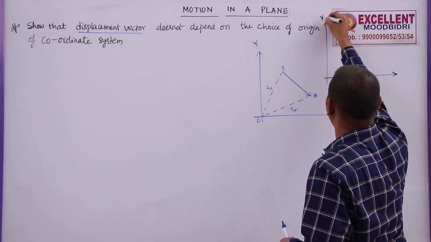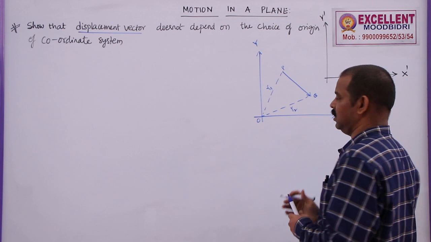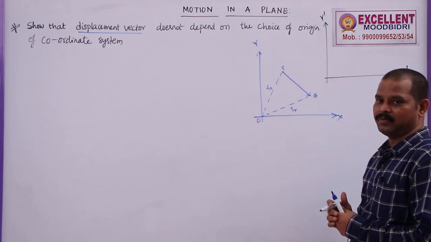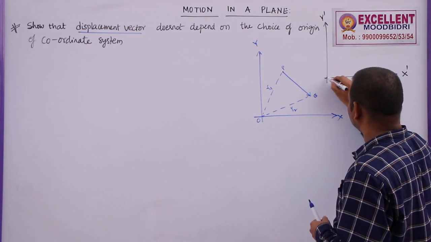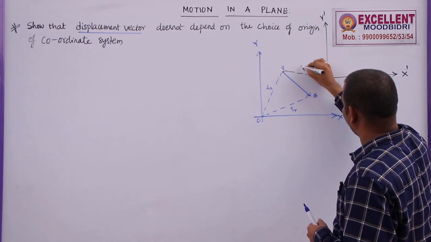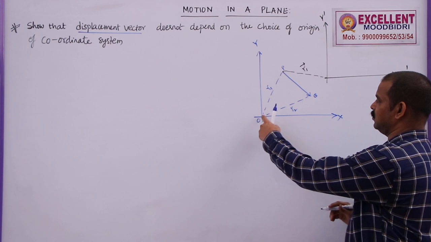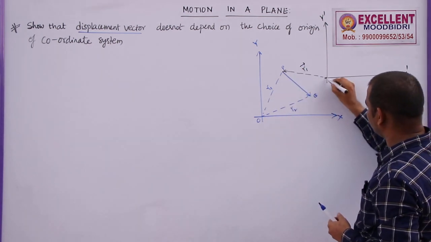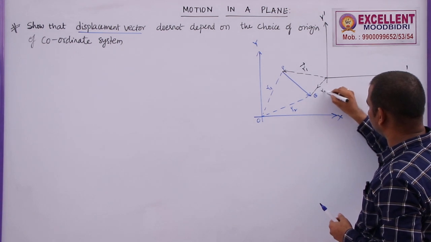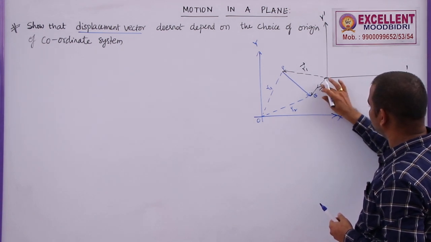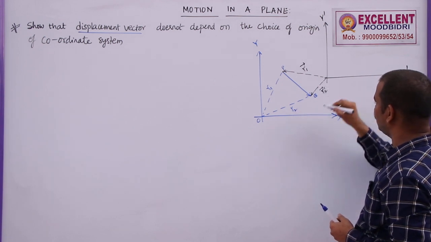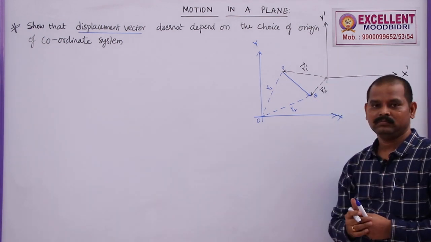coordinate system with the y dash and x dash here. What are the position vectors of the first position of the particle? So, this is r1 dash. You see in this diagram, r1 and r1 dash are not same. And the final position vector is r2 dash. This is the final position vector. And r2 and r2 dash are also different.